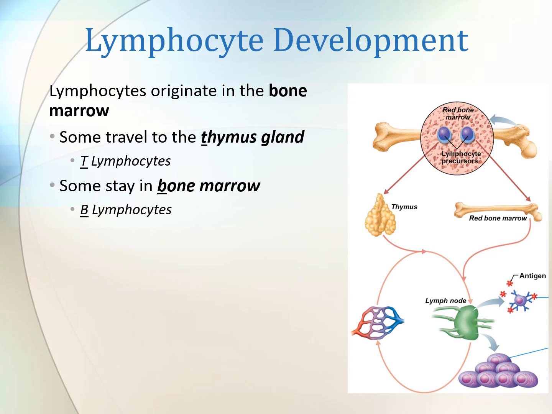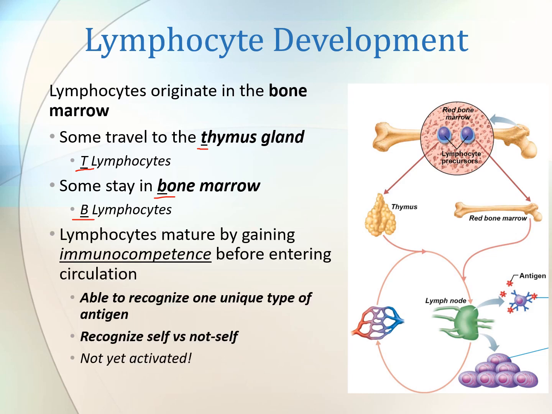So how do lymphocytes develop? Okay, so we said all of our blood cells are going to be developed in the bone marrow. So yes, that's true. They do originate in the bone marrow, and then some of them are going to stay in the bone marrow, and some are going to leave and go to the thymus. The ones that leave and go to the thymus are the T cells, and how we remember that is T for thymus, T cells. Okay. And the ones that stay in the bone marrow are the B cells. B for bone marrow are the B cells.